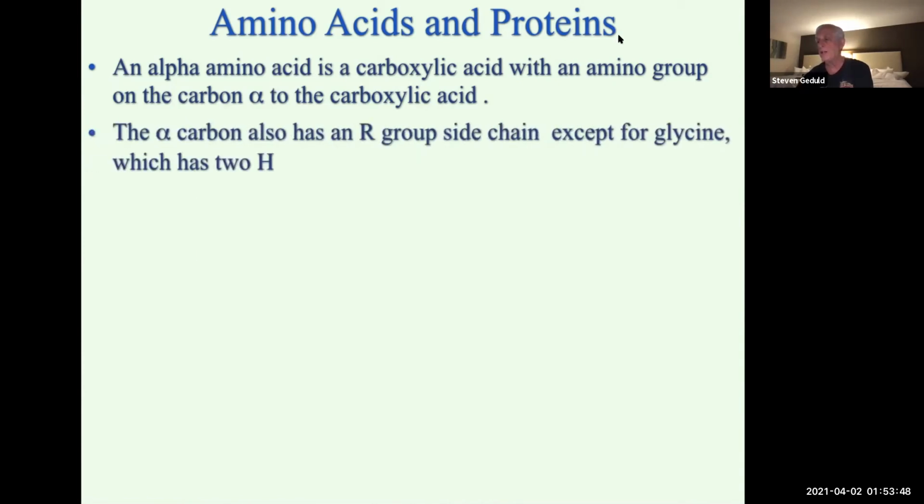The alpha carbon has an R group side chain, except for glycine. Glycine is the only amino acid where the R group is a hydrogen. It's not another carbon group. So instead of an R group there, it has a hydrogen. So there are two hydrogens in that case, and that's glycine. Everything else has a different R group attached to it.